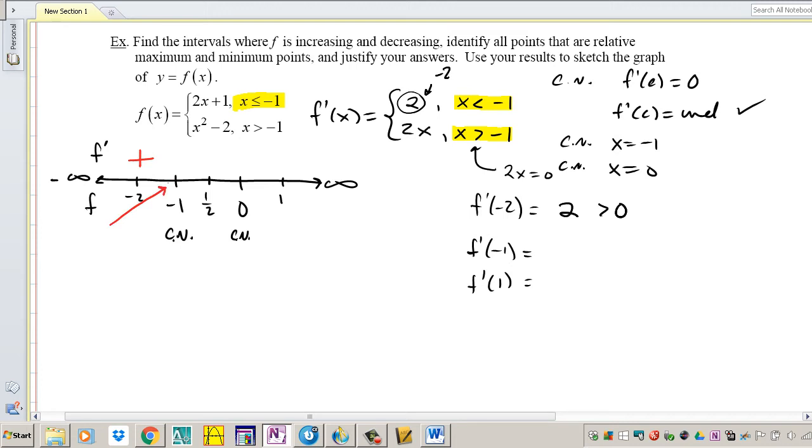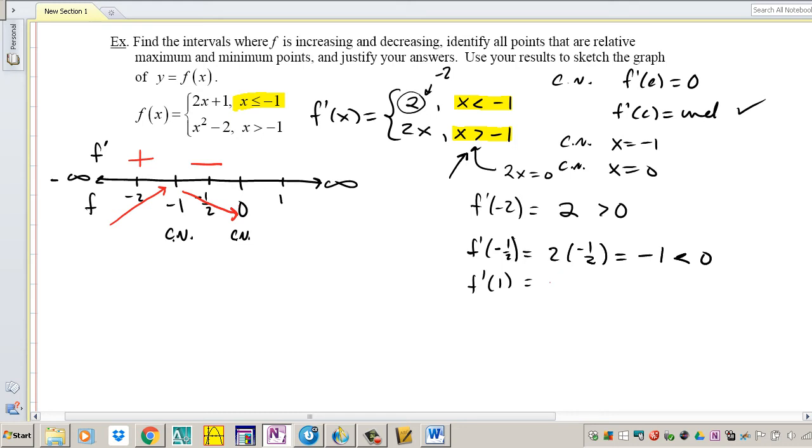Okay, I'm sorry, I messed up with my point here. This should be a negative half, not a positive half, because it's in between 0 and 1. So this should be negative 1/2. Now if I plug in negative 1/2, negative 1/2 belongs in this domain. So I'm going to plug in negative 1/2 into my 2x. So 2 times a negative half is negative 1, and that is less than 0. So that means that my derivative is negative, so it's decreasing from here to here.